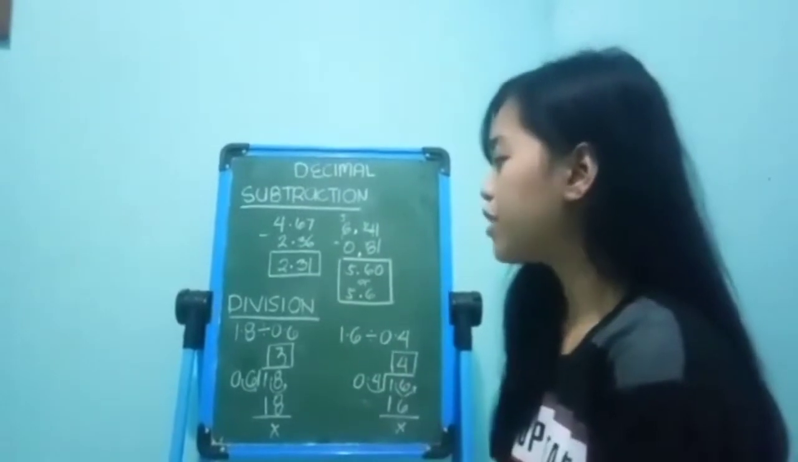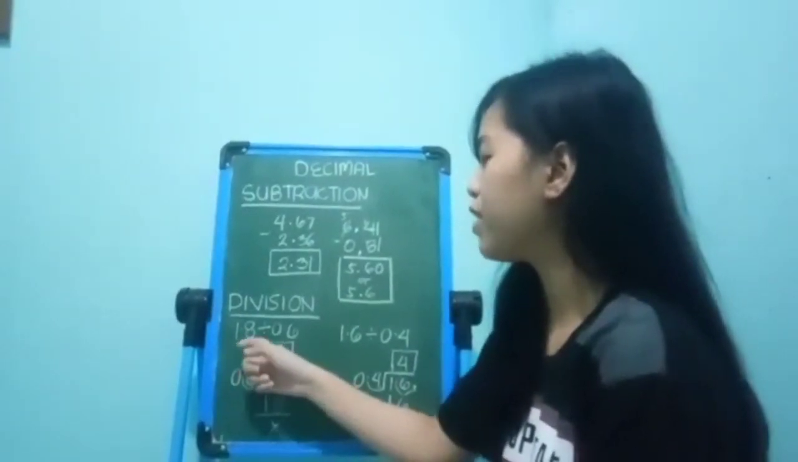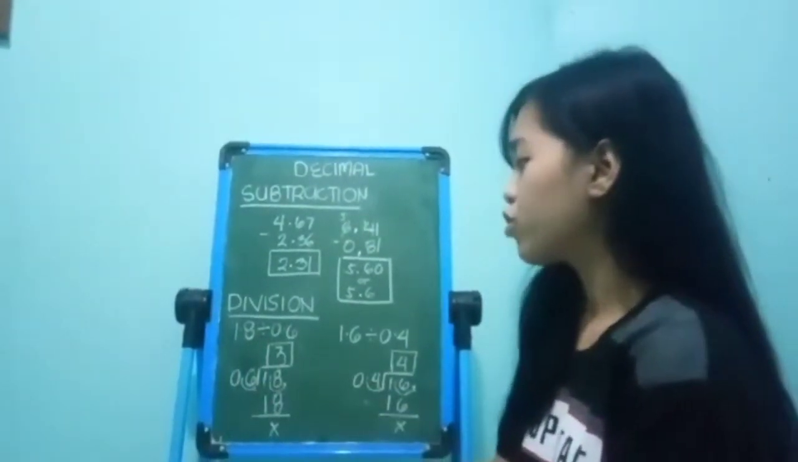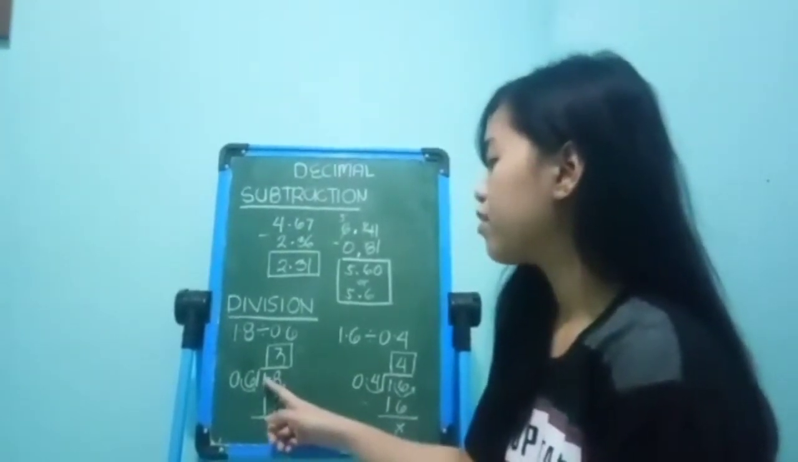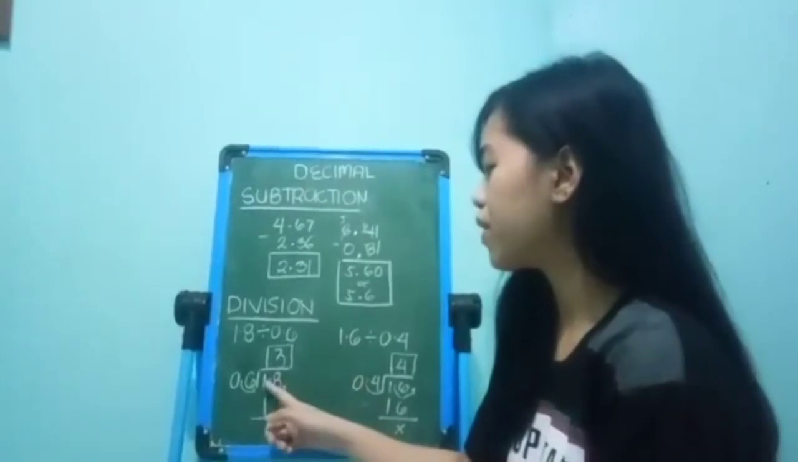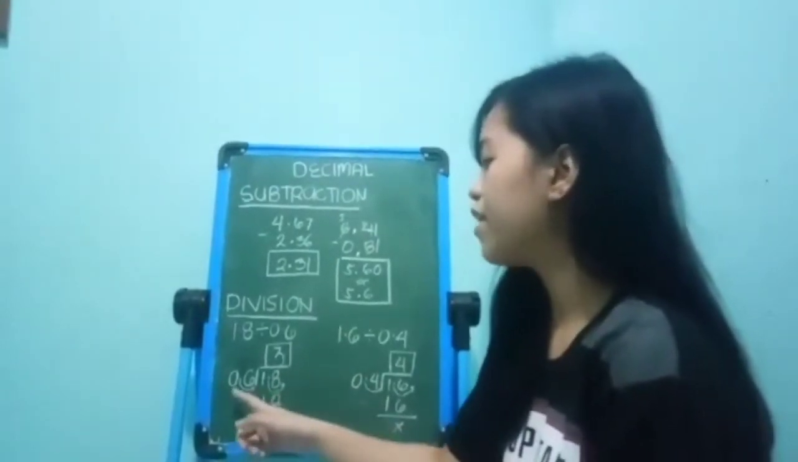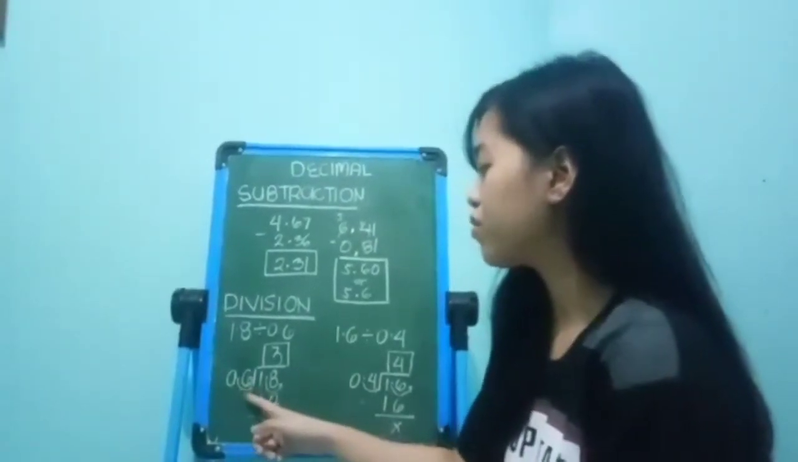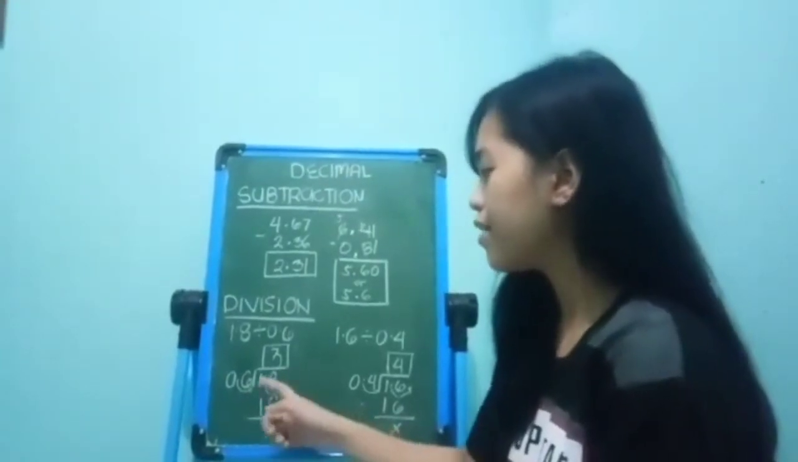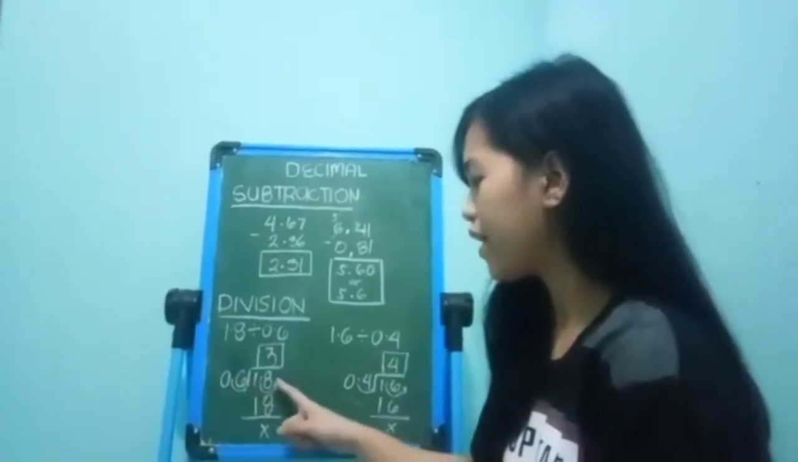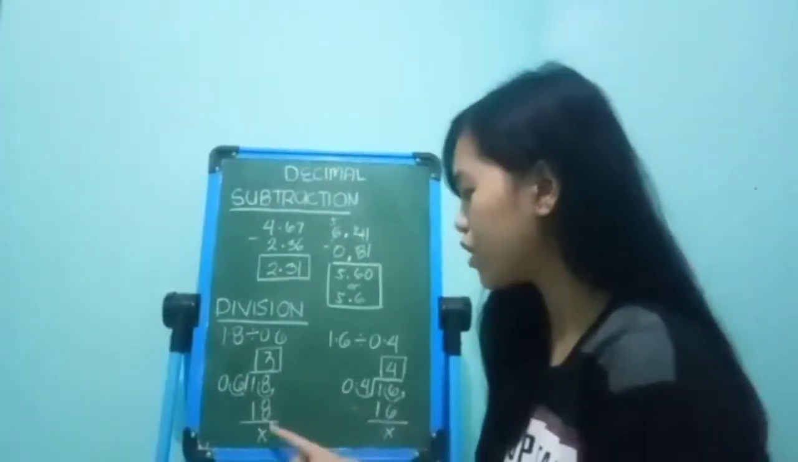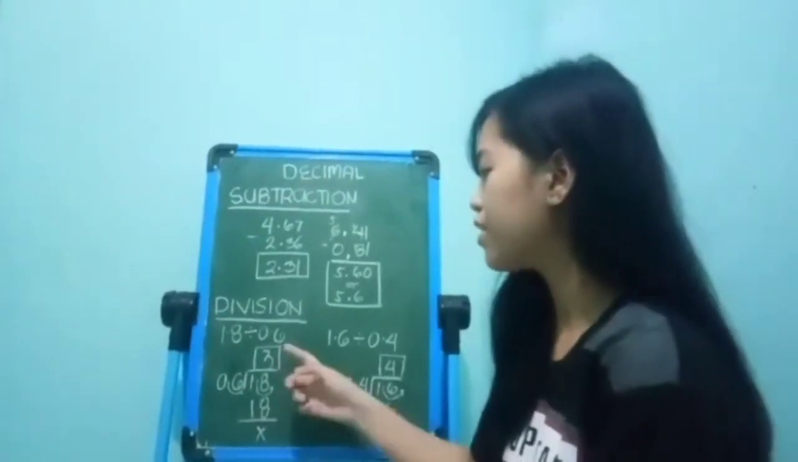Division. The first example is 1.8 divided by 0.6. To solve, we must move the decimal places to the right. So in the dividend, move the decimal place to the right, so 18. Then in the divisor, move the decimal place to the right, so 6. So it becomes 18 divided by 6 is equal to 3. 3 times 6 is equal to 18. Then 18 minus 18 is equal to 0. So the final answer is 3.